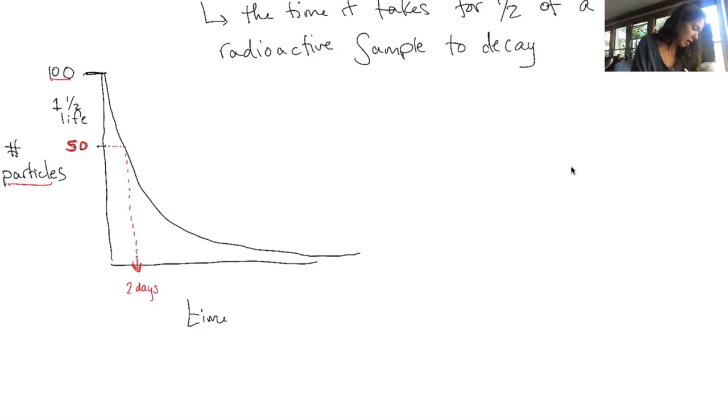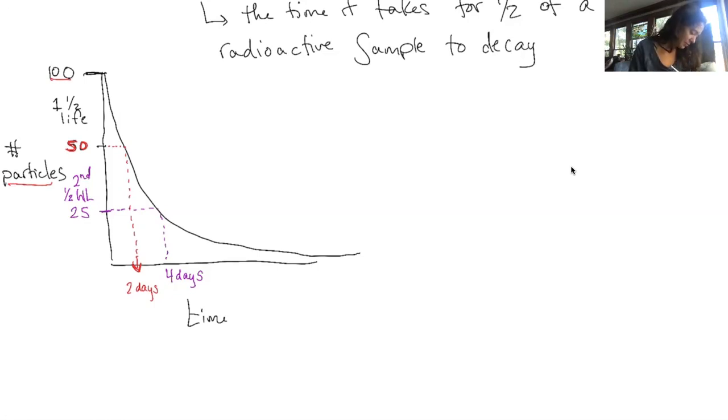Well, we also know that 50 would turn into, say, 25, right? And that would be the second half-life. At some point, we would have 25 particles left over. Well, that would take 4 days, because each 2 days we lose half, and we've lost half 2 times.